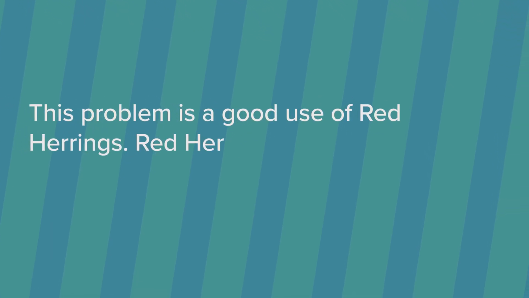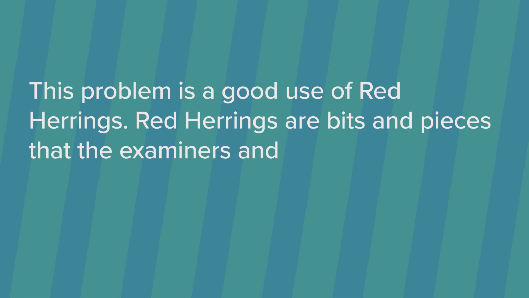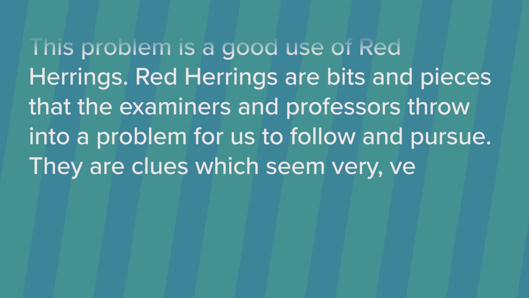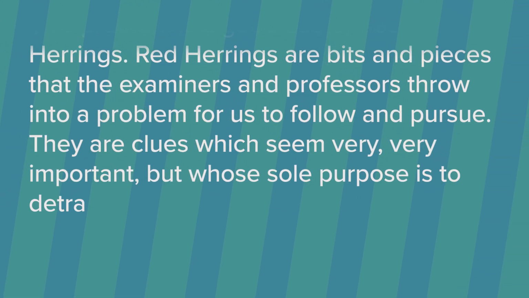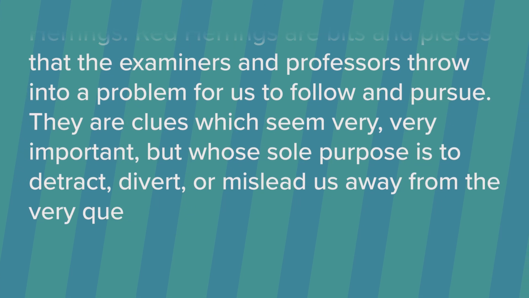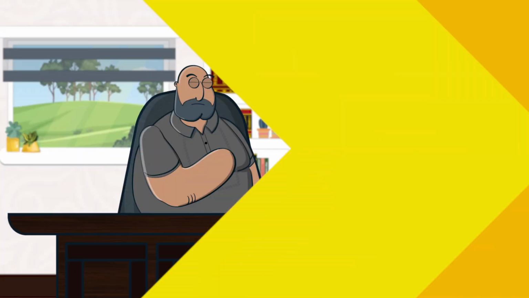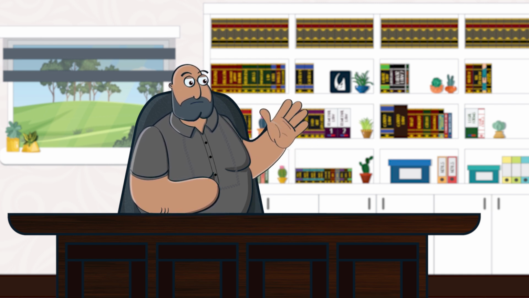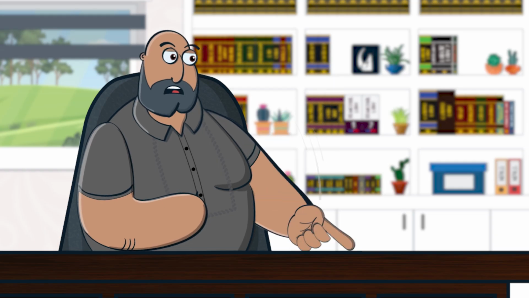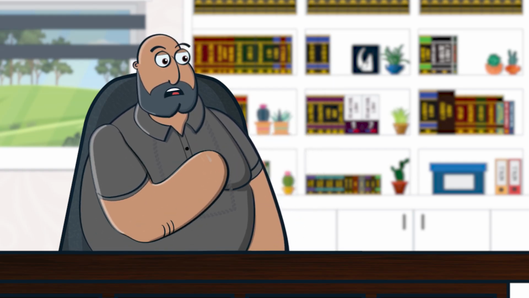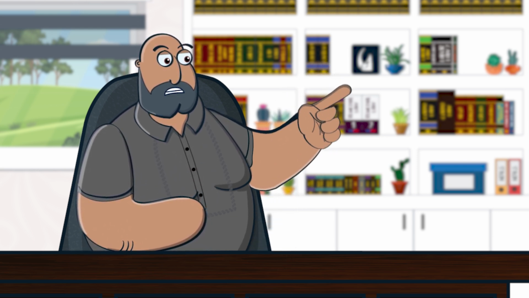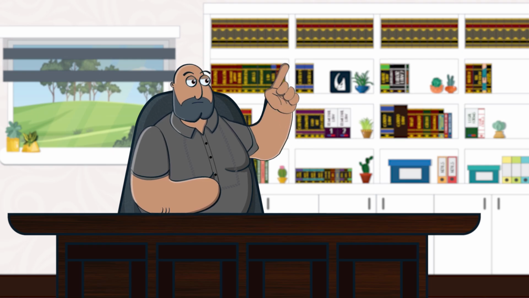exam. This problem is a good use of red herrings. Red herrings are bits and pieces that examiners and professors throw into a problem for us to follow and pursue. They are clues which seem very important but whose sole purpose is to detract, divert, or mislead us away from the very question of the problem. Red herrings are laid down before us by our examiners primarily to waste our time through overthinking. They are placed before us so we can chase them to their often irrelevant or illogical conclusions. Red herrings are decoys for us to address, evaluate, and in the worst cases, address and attack.